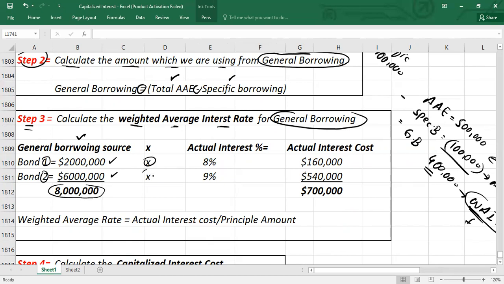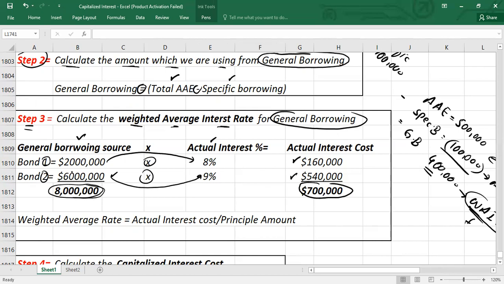Then you will multiply with their actual interest percentages. For example, for this 2 million, we have an interest rate of 8%. For this 6 million, we have an interest rate of 9%. If I multiply with the interest percentages, I will get the actual interest cost, and I will just make the summation. For example, my actual interest cost is 700,000 and my total general borrowing is 8 million.